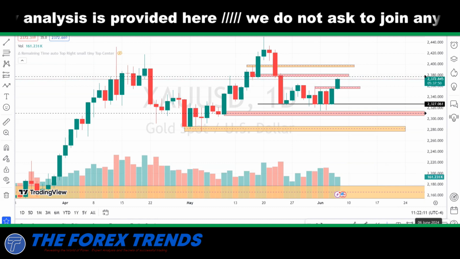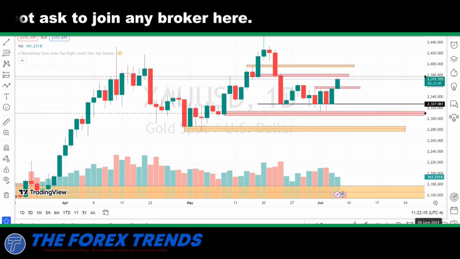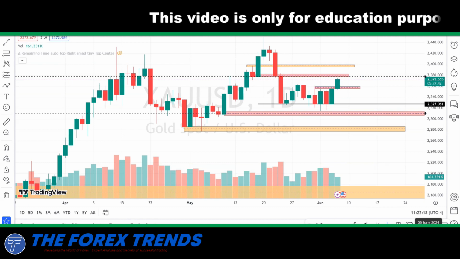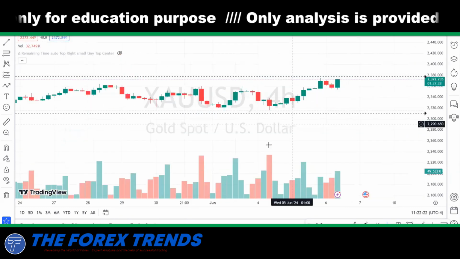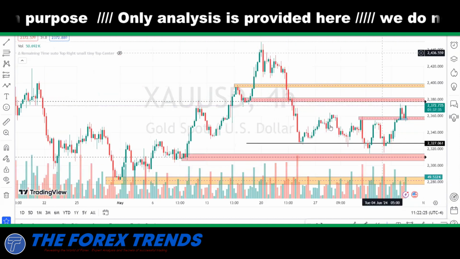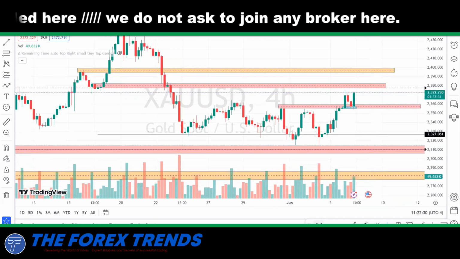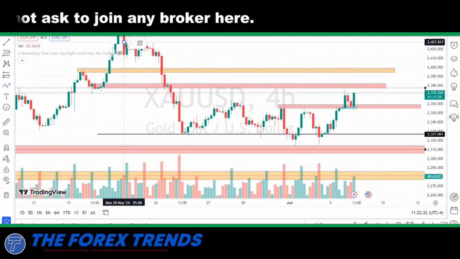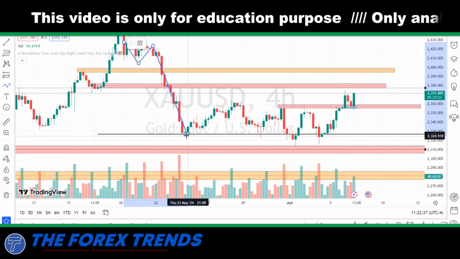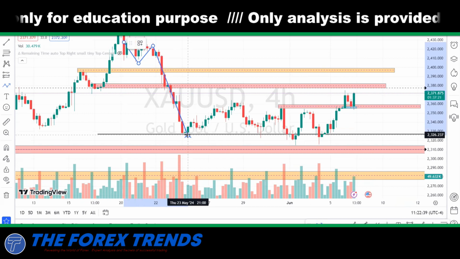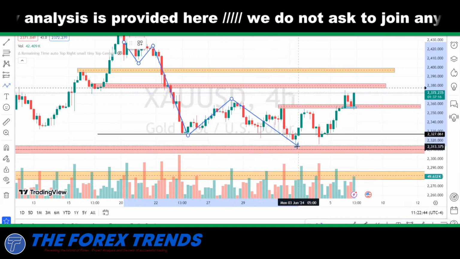Let's start today's analysis. Before starting, first we look at what the market has done today. For that, I have shifted the time frame to 4 hour. As for the market structure in the 4 hour frame, if we mark the structure, it is higher low, higher high. Then this is the higher low, then higher high, then higher low.